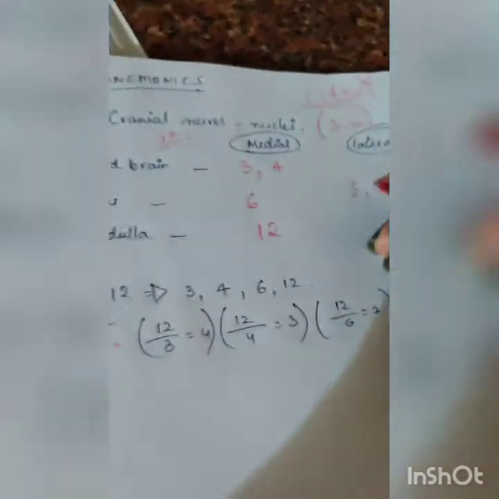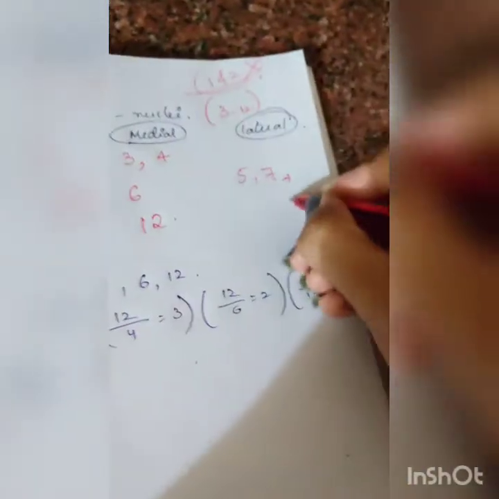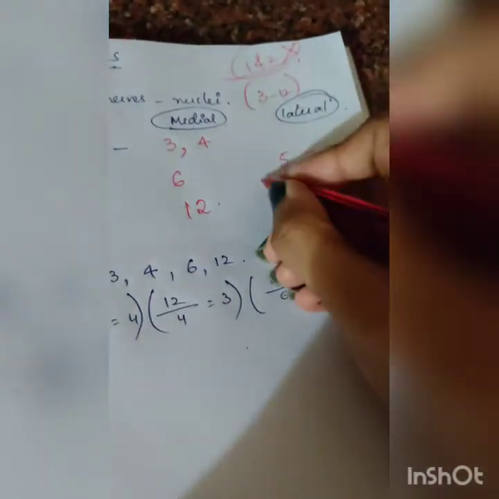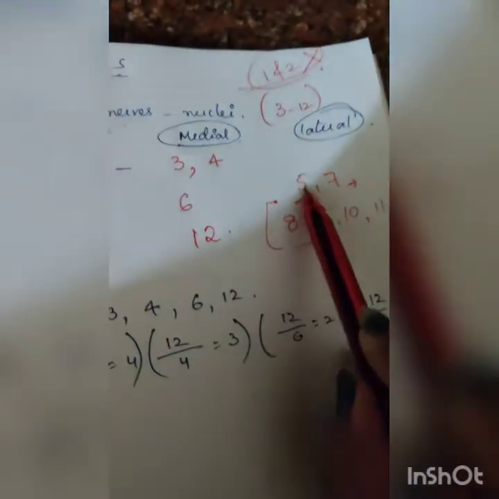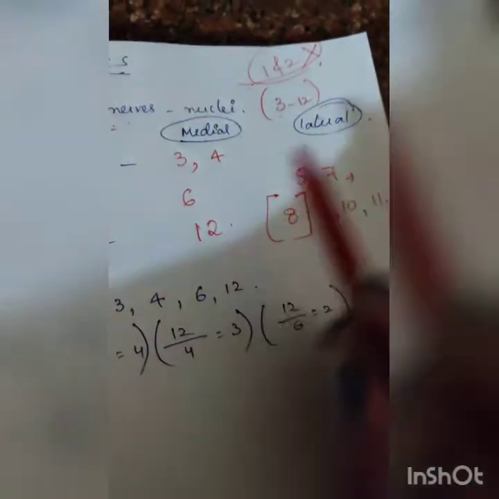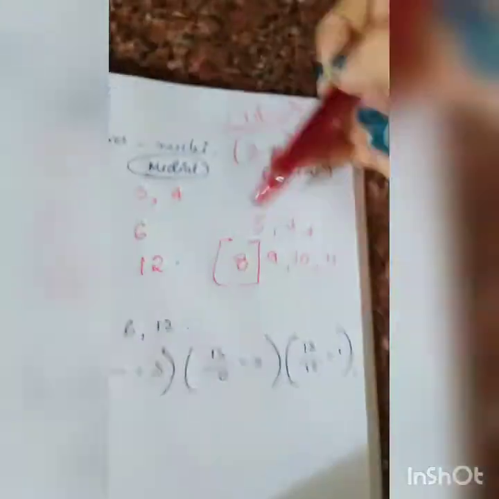Now on the lateral side, whatever is remaining. 5 here, 7, and 8 is an exception because it comes here. Just write 8 here down, and then 9, 10, and 11. 12 comes here. So now we know all the nuclei: 3, 4, 5, 6, 7, 8, 9, 10, 11, and 12. What comes on the lateral side? What comes on the medial side?